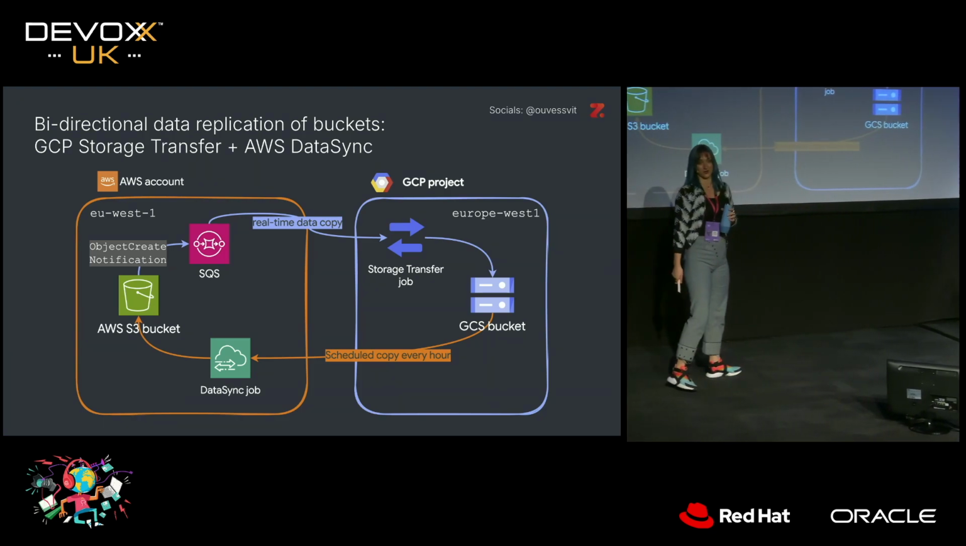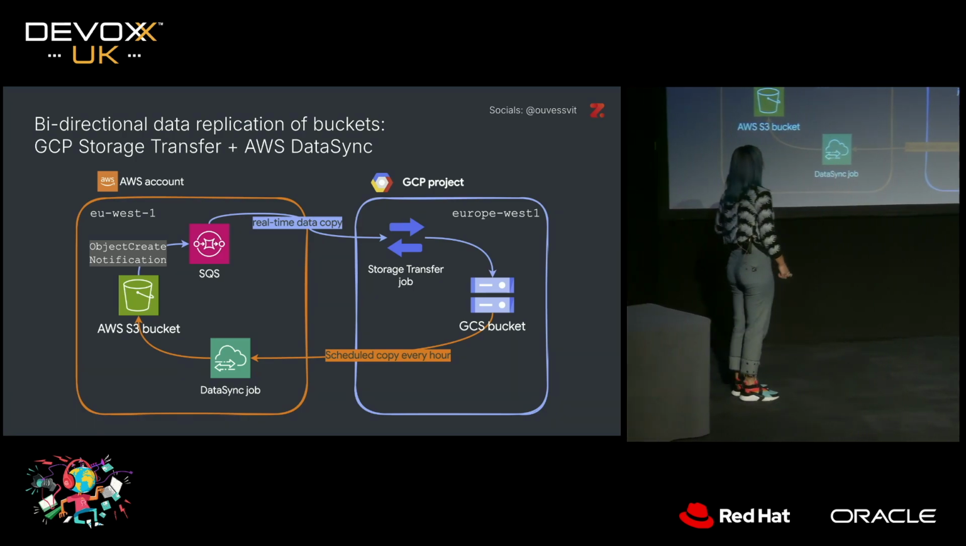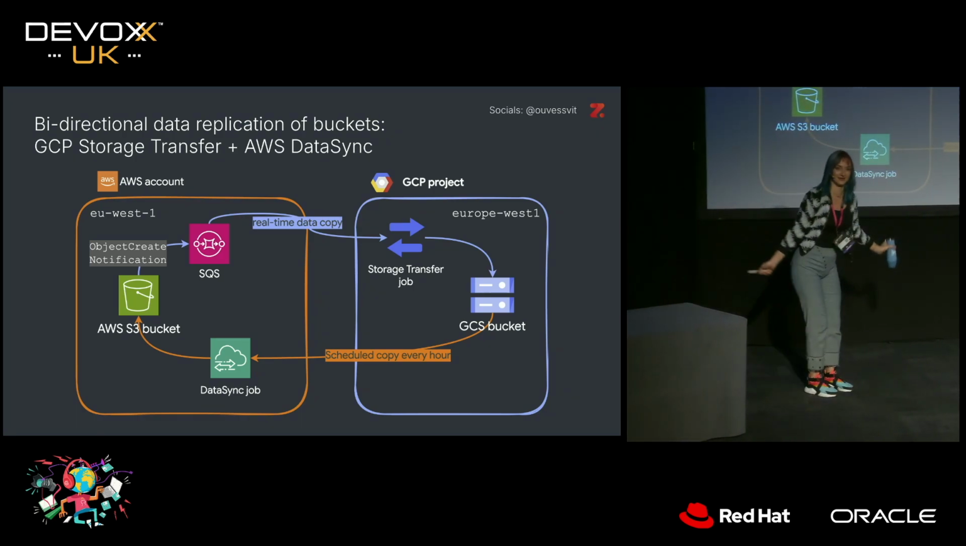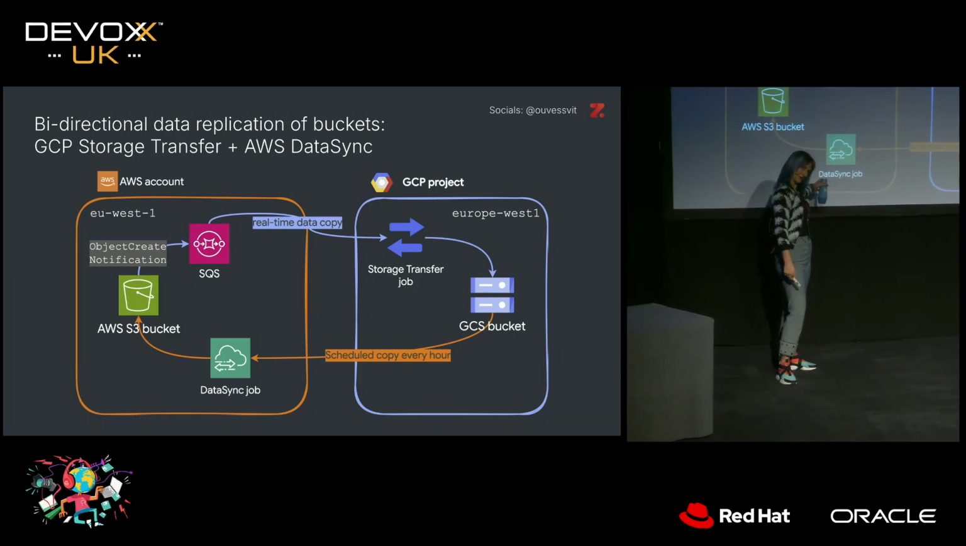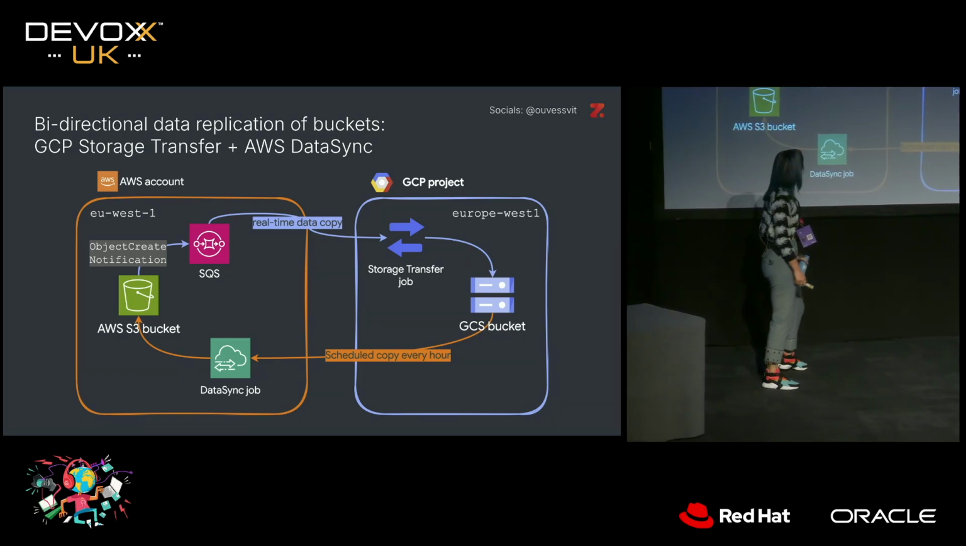OK, what do we do? Write our own pod that will copy data? Nah, don't want to do that. Surely AWS has something like that, right? Data sync. OK, cool, data sync.